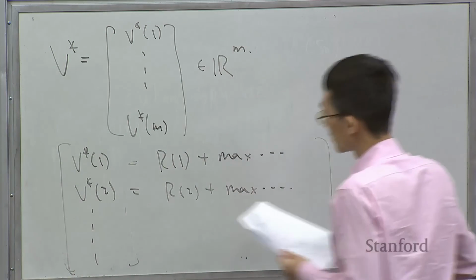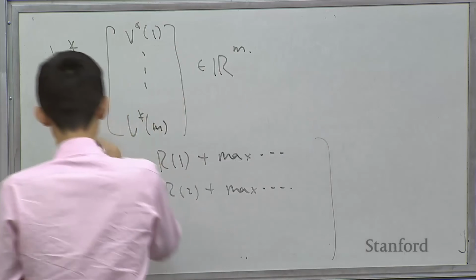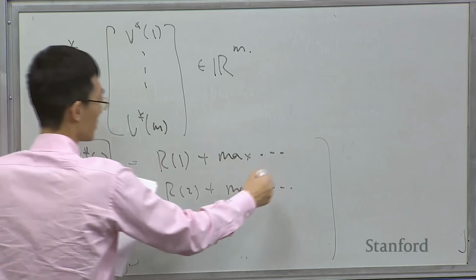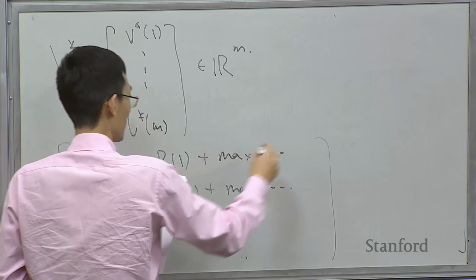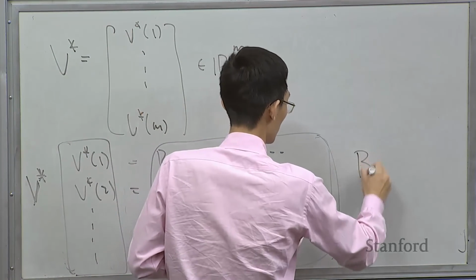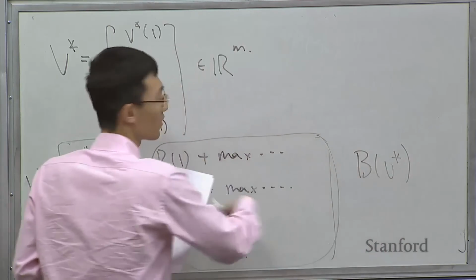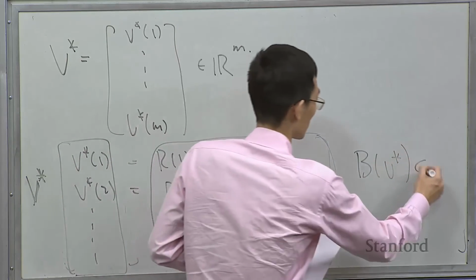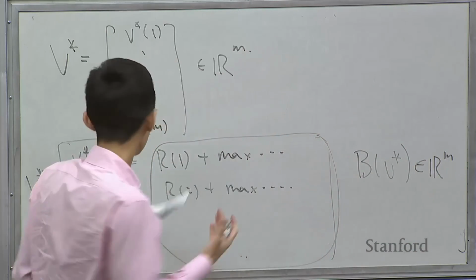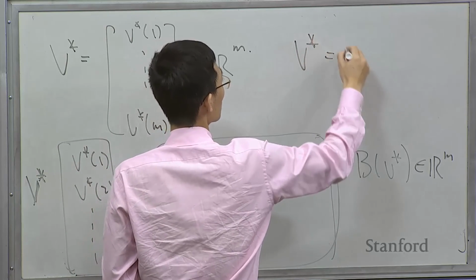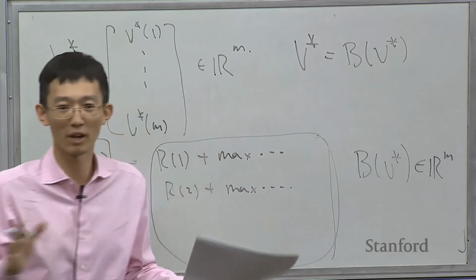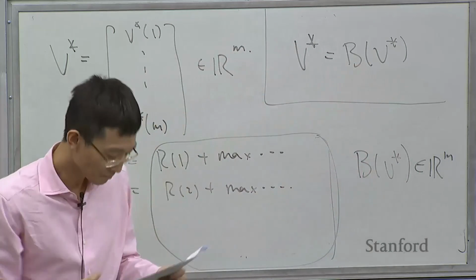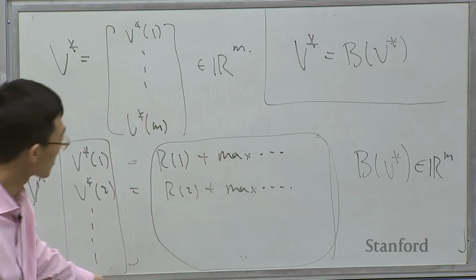And I can abstractly write this whole vector, let's call it V star. The right-hand side is something that involves V star again, so you call this whole thing B of V star. It's just a function of V star, which gives you a vector. Then my equation can be written as V star equals B of V star. I'm not doing anything deep, it's just rewriting the thing with abstract notation. B of V star is just the right-hand side of the Bellman equation.